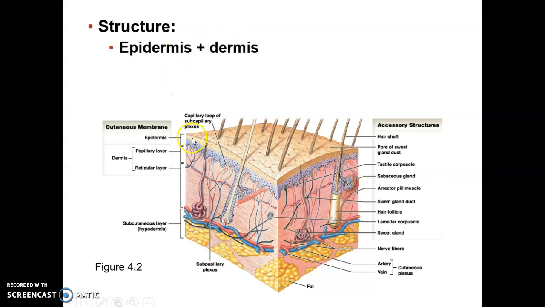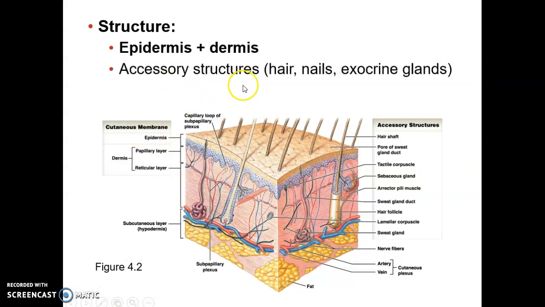Overall structure. There's an overlying apical epidermis, which is stratified squamous epithelium, and that's called the epidermis. Underneath it is the dermis, and as you can see here, there are two layers. The accessory structures are the hair and the hair follicles, nails, fingernails, and toenails, and exocrine glands. If you remember exocrine versus endocrine glands, exocrine glands have ducts. So here's a sweat gland with a fairly long duct to the surface, and here's a sebaceous oil gland with a relatively short duct that empties into the hair follicle.